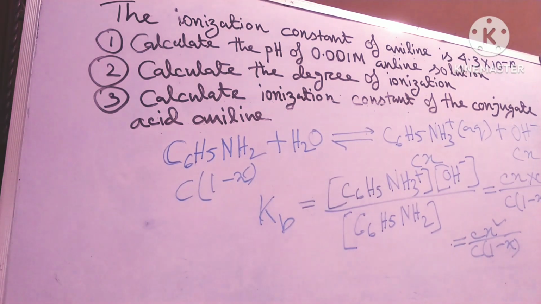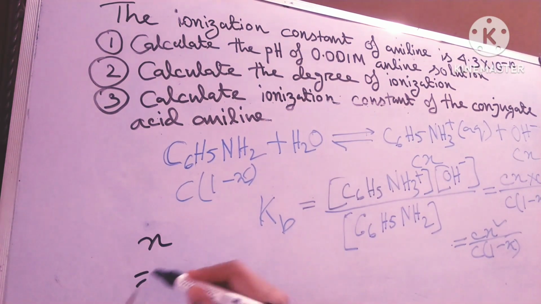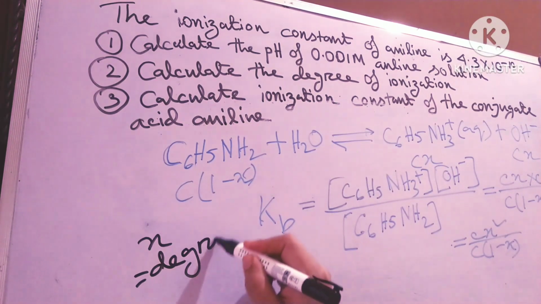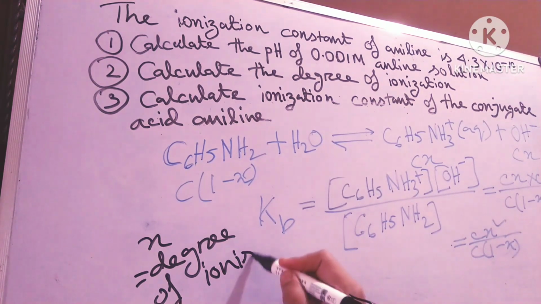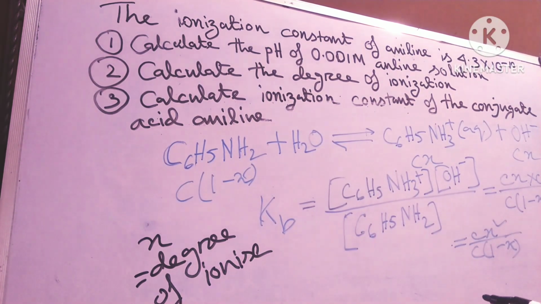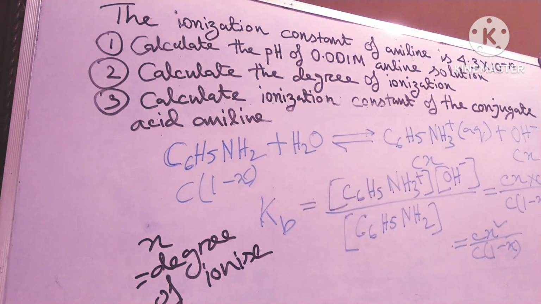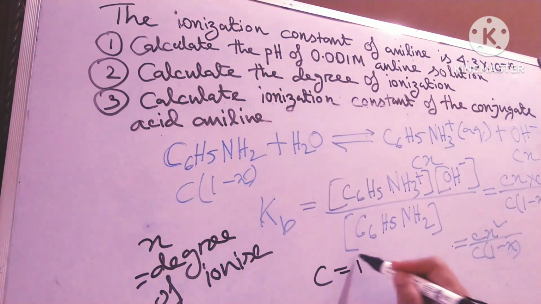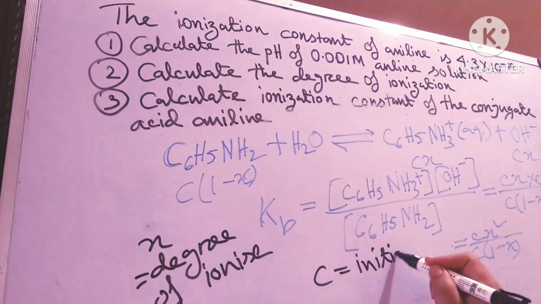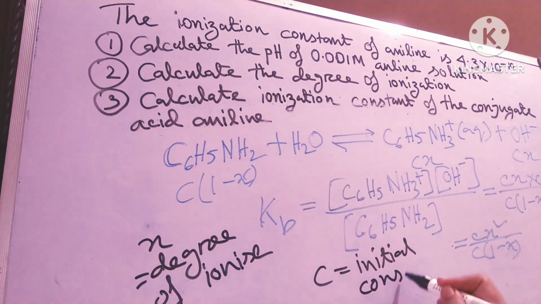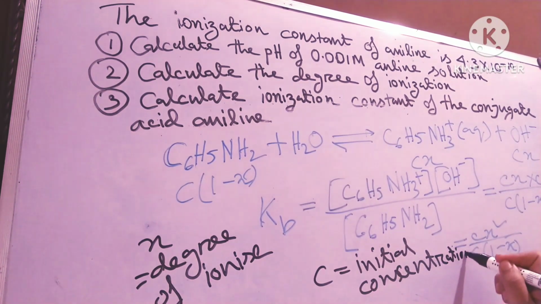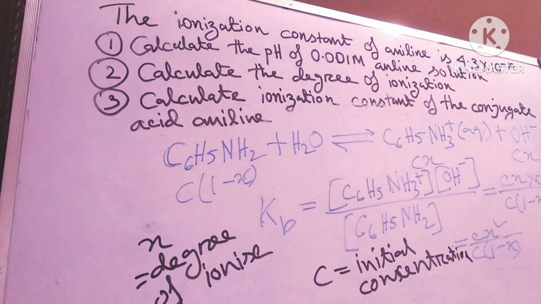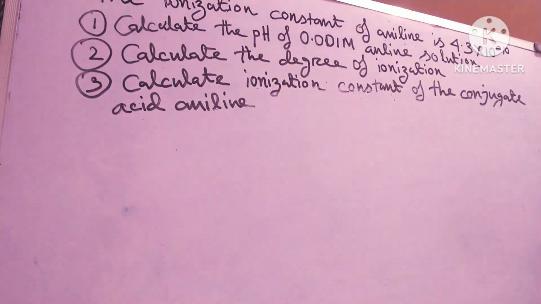Here X equals the degree of ionization. So friends, I hope that is clear. And C is the initial concentration. I hope that is clear. C is equal to the initial concentration.